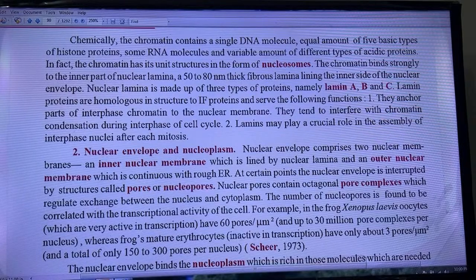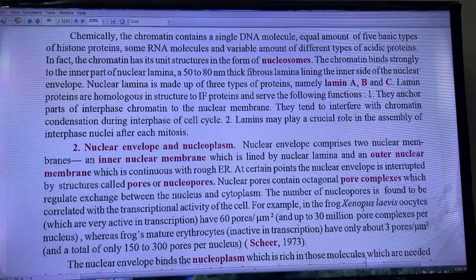They anchor part of interphase chromatin to the nuclear membrane. They tend to interfere with chromatin condensation during interphase of cell cycle. Lamins may play a crucial role in assembly of interphase nuclei after each mitosis.